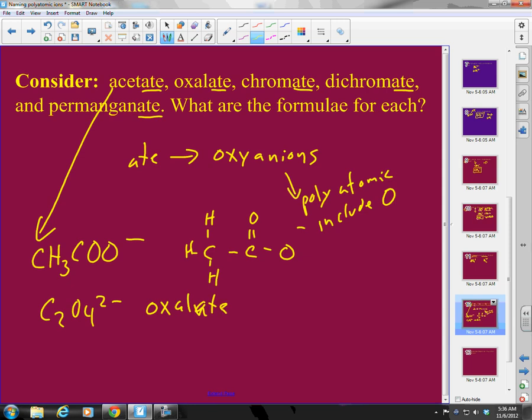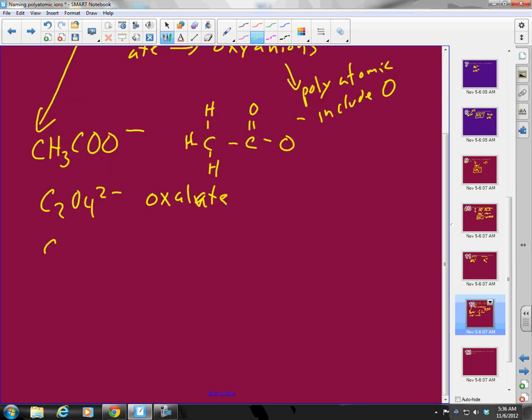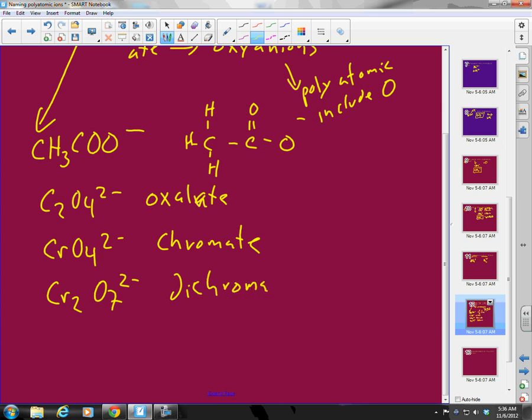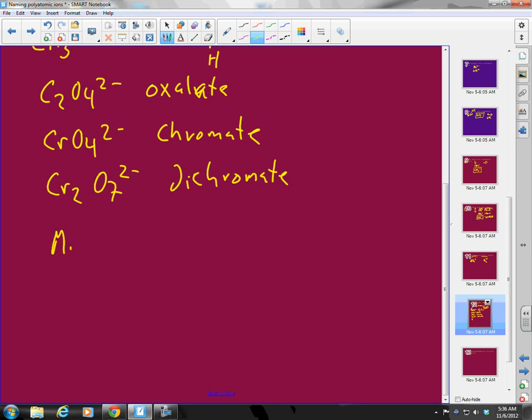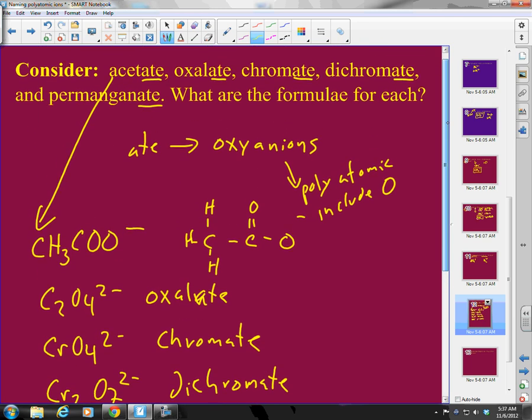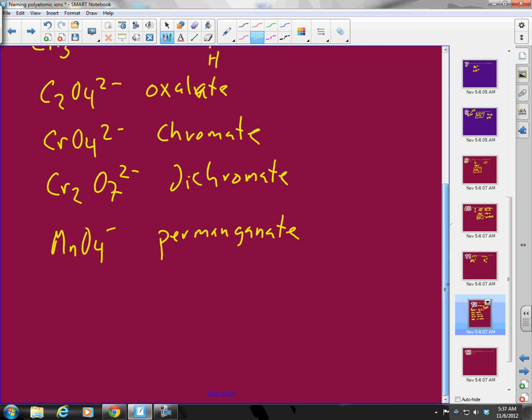Good. Chromate. Chromate, CrO4 2 minus. Dichromate. Well, if it's di, we know there's 2 Cr's, but guess what? It's not 8 oxygens, it's only 7. Dichromate. And then the last one, permanganate. Permanganate is MnO4 minus. Good. All right. There we go. How's that look? All right. You just have to memorize those, folks.